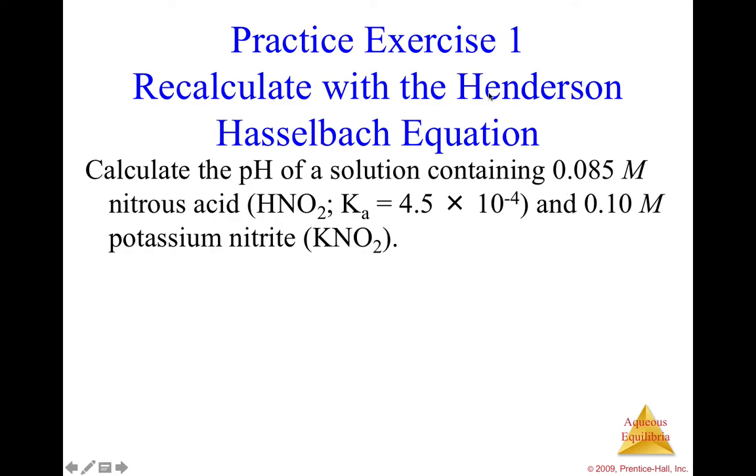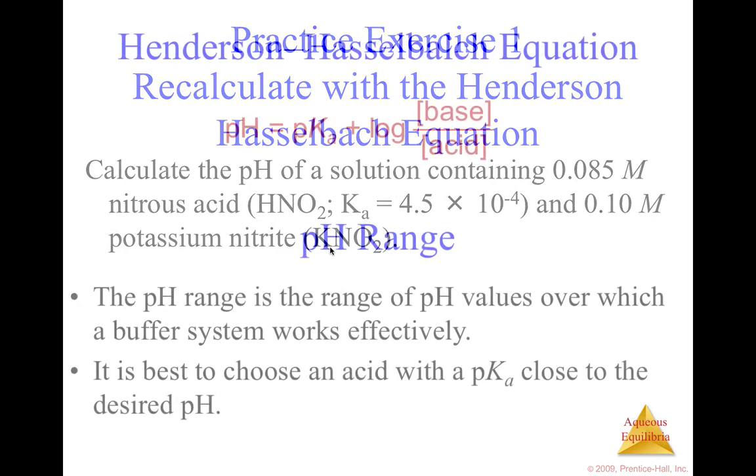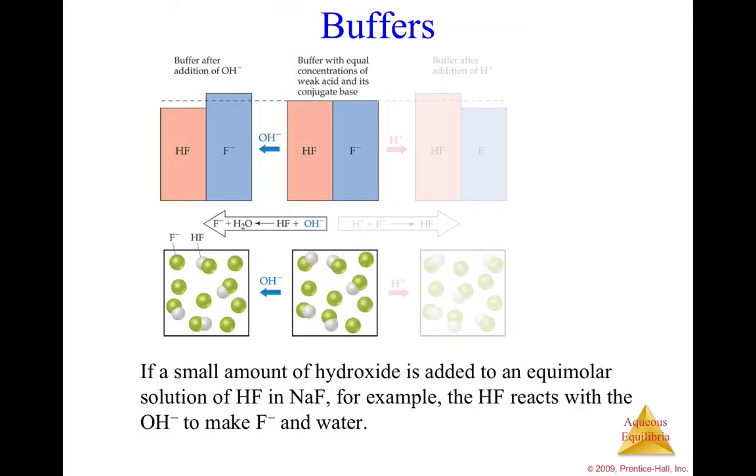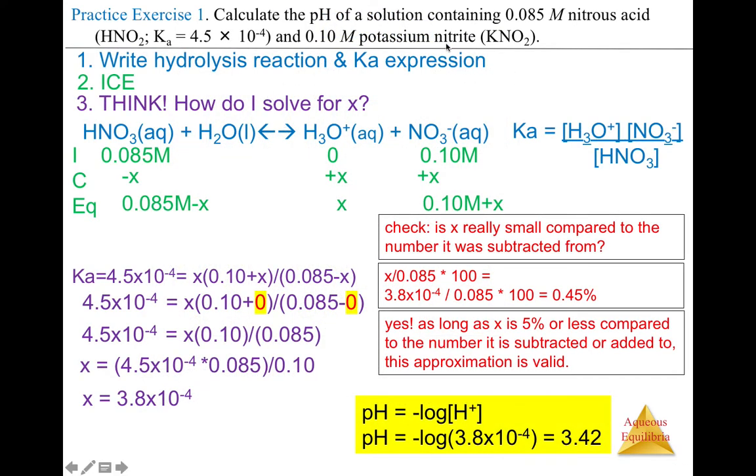Practice exercise 1 is what we did a few minutes ago with the ICE box. Remember how I said that's a buffer because we have a weak acid and its conjugate base? Let me flip back real fast just to remind you. So: weak acid, conjugate base, hydrolysis, ICE box, solve for X, shortcut, make sure it's small, solve for pH. We got 3.42. Now, realizing that a weak acid and conjugate base is a buffer, we can use our HH equation, and it's a much faster problem solving technique, and we'll get the same number. So 3.42 we saw before.